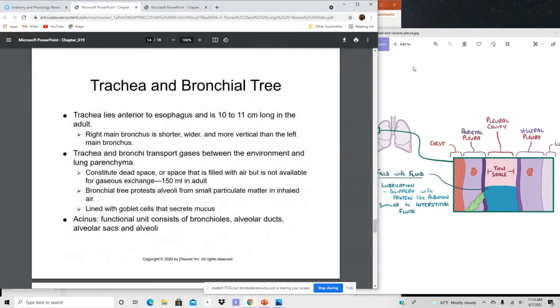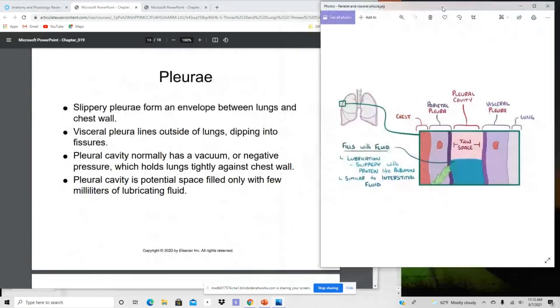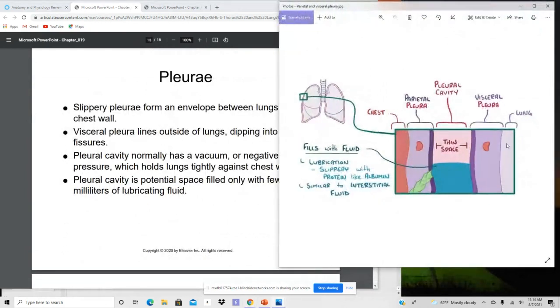Okay, so I have a picture here that I just wanted to show you really quickly. This is the lung here. The visceral pleura adheres to the outside surface of the lung, so the visceral pleura attaches to the lung itself, and then the parietal pleura attaches to the chest cavity. And in between the parietal and the visceral pleura is the pleural cavity.